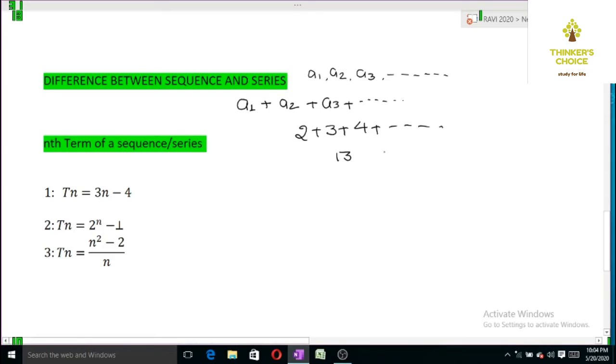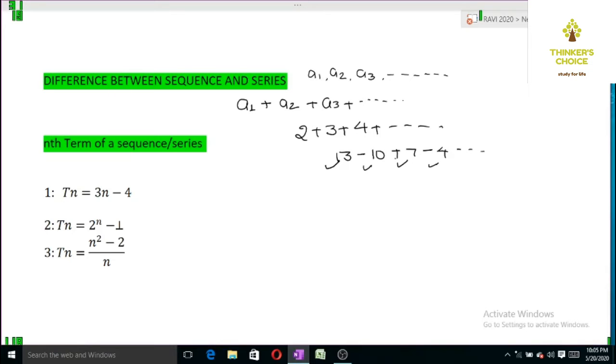What about the minus sign? Suppose 13 minus 10, then plus 7 and minus 4 and so on. It means the first term is 13, the second term is minus 10, the third term is 7 and the fourth term is minus 4. This is the meaning. It is not 13 minus 10 equals 3. This is the basic definition, or basic difference, of sequence and series.